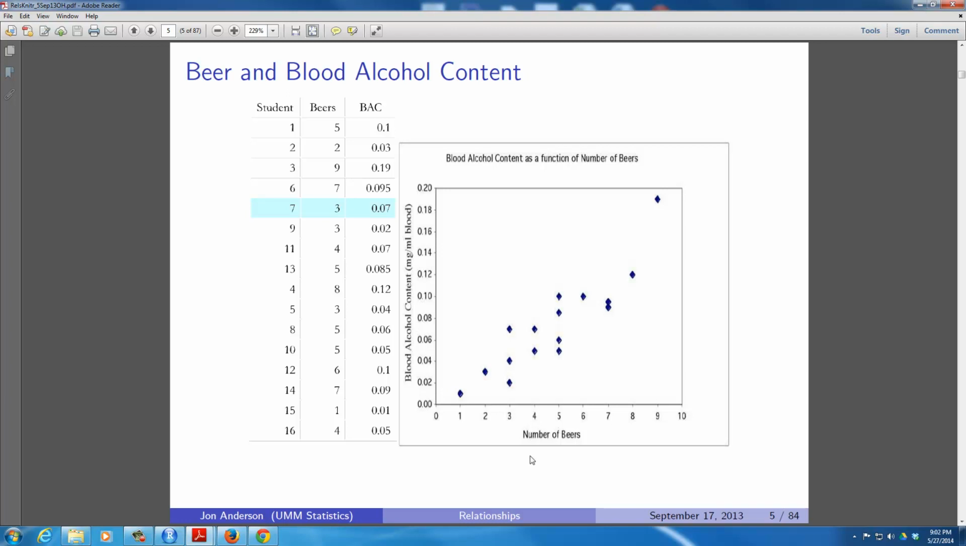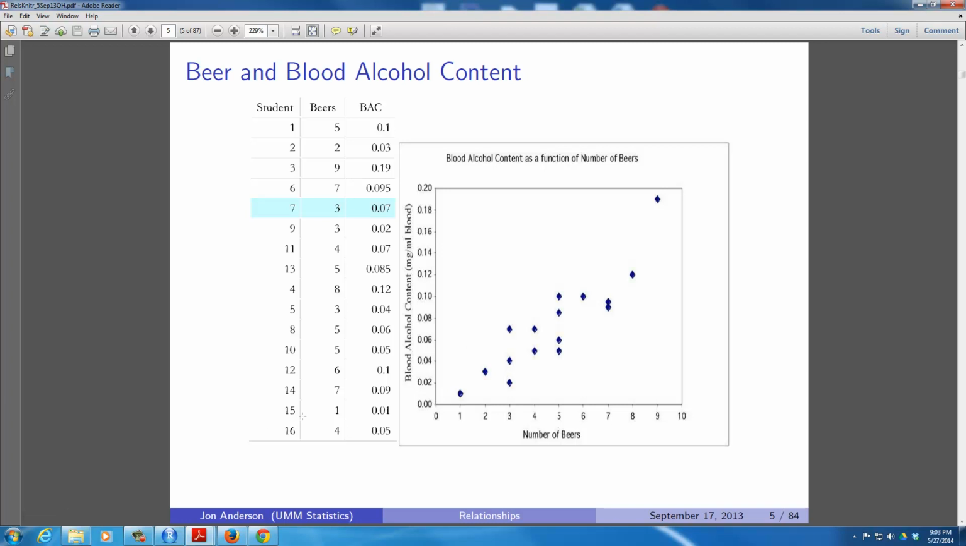In our little data sheet, you can see that student number 7 is shaded in a light blue aqua color, and this student had 3 beers consumed, and their blood alcohol content was 0.07 milligrams per milliliter of blood. So student number 7 has a blood concentration of 0.07, which would be right about here, and they had 3 beers. This particular point corresponds to student number 7.